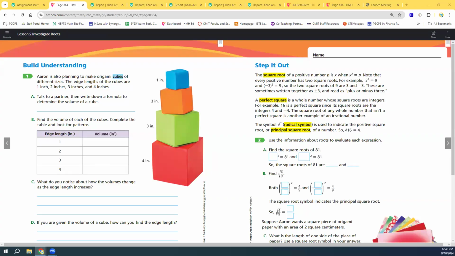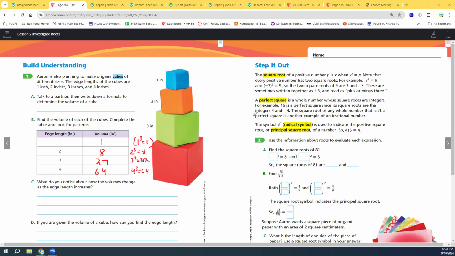And just to review, we saw that if you have an edge length of 1, you get a volume of 1. And that's because 1 cubed is 1. If you have an edge length of 2, you get a volume of 8, because 2 cubed is 8. 3 cubed is 27. 4 cubed is 64. And so I thought it was a good idea to actually build and see that math in real life.